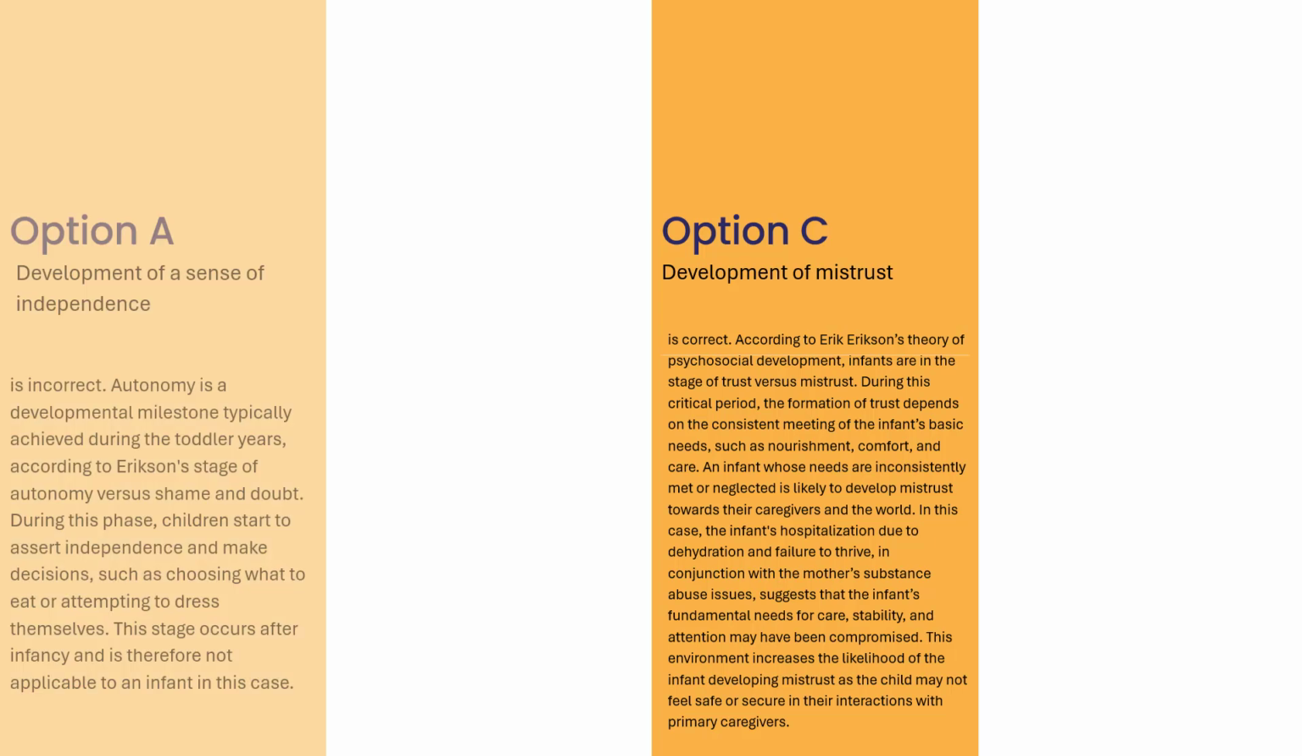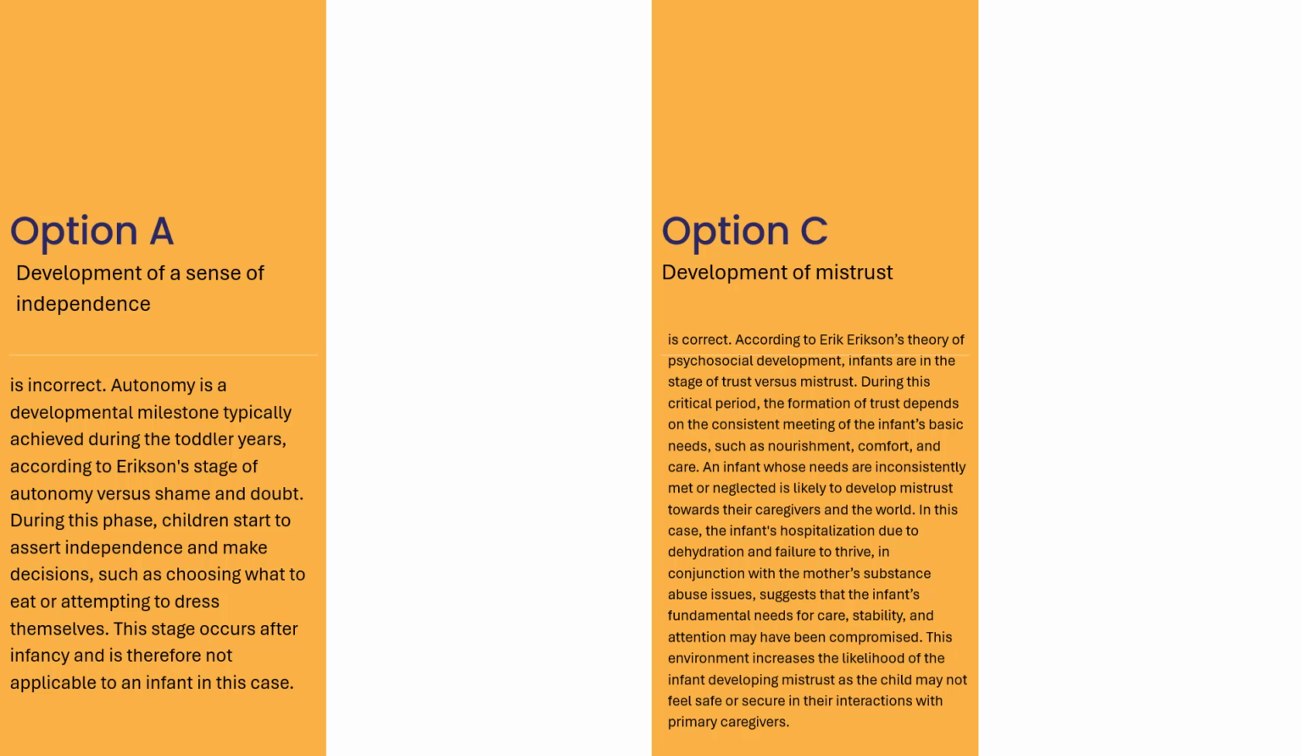A is incorrect. Autonomy is a developmental milestone typically achieved during the toddler years, according to Erikson's stage of autonomy versus shame and doubt. During this phase, children start to assert independence and make decisions, such as choosing what to eat or attempting to dress themselves. This stage occurs after infancy and is therefore not applicable to an infant in this case.